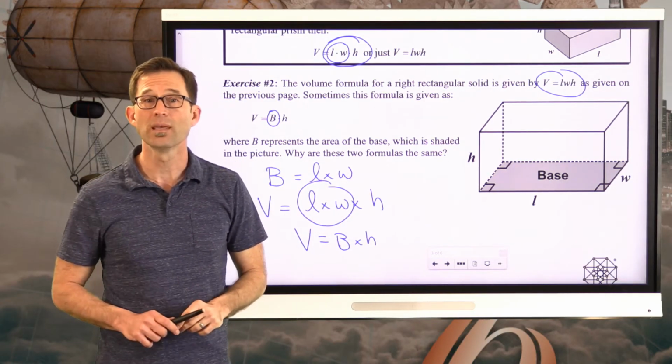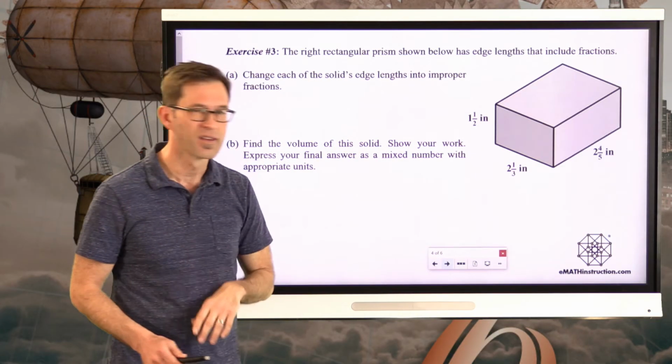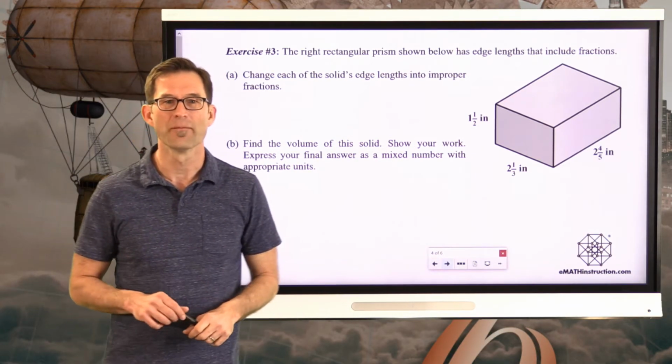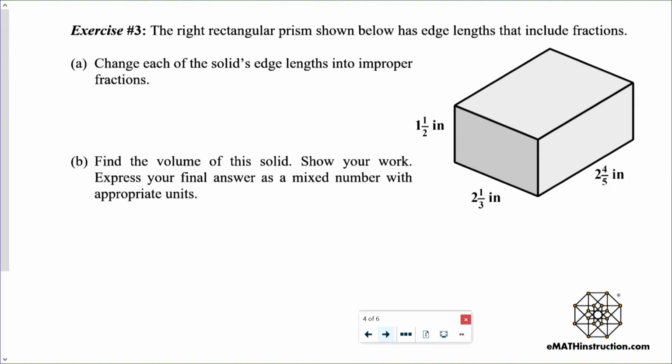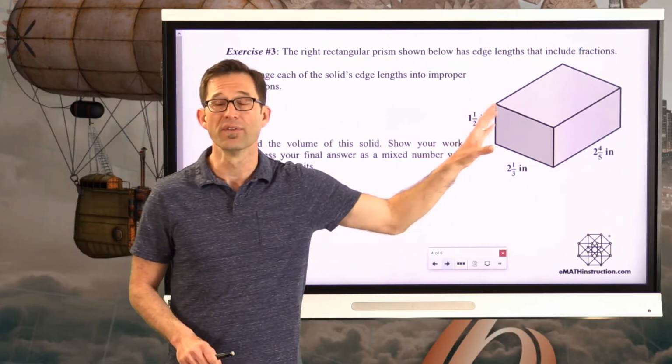So, let's keep doing this and move on to a problem that's a little bit more messy, let's say. All right, exercise number 3. The right rectangular prism shown below has edge lengths that include fractions. Letter A, change each of the solid's edge lengths into improper fractions. So you can already probably imagine what's going to happen. I want to know what the volume of this box is.